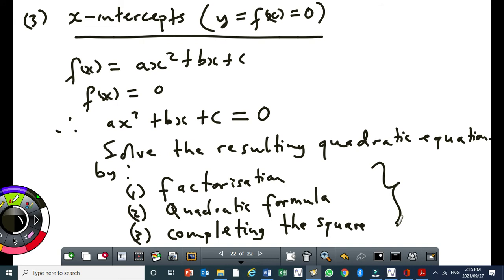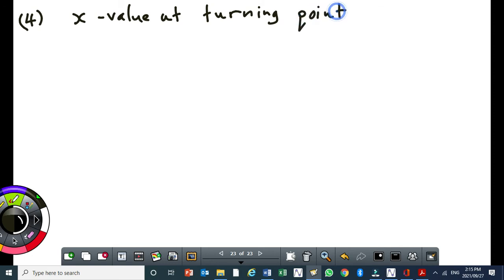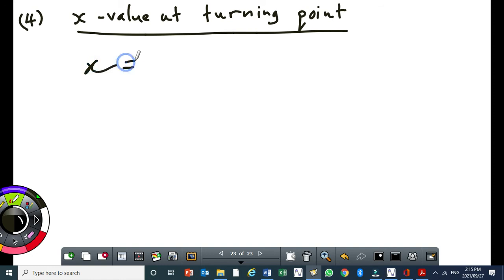Now, the x value at the turning point, this is interesting now. Please, I'm saying x value, I'm not saying coordinates. X value at turning point. Now, we use an equation. I'm not going to do the derivation of it, but I'll tell you where it comes from. X equal to minus b over 2a. This is the value of x at the turning point.